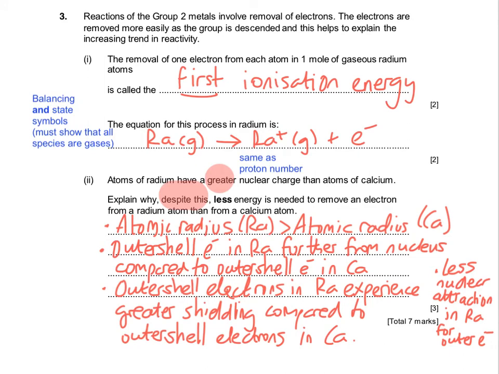And just to be on the safe side, I've also added that there's less nuclear attraction in radium for outer electrons. So because it's a comparative question about 2 different elements, you have to compare the factors that we've discussed. The atomic radii, distance from nucleus, shielding, and nuclear attraction.